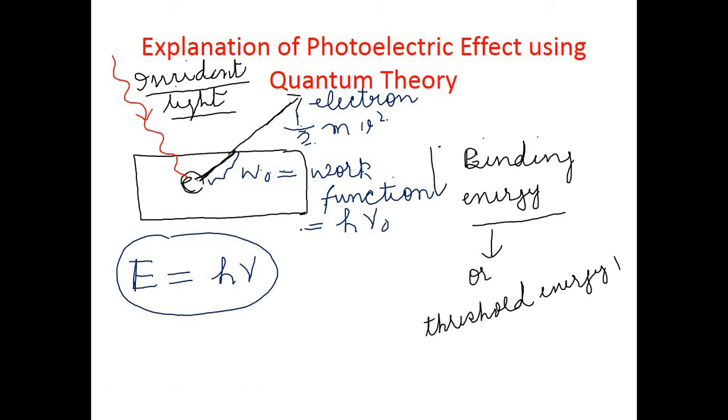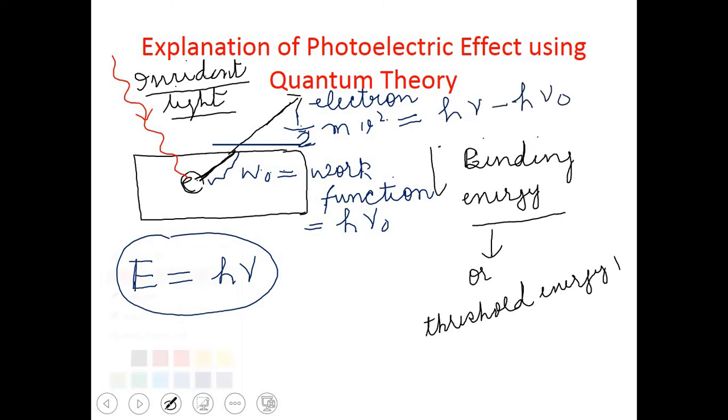Children, I'm coming back to this point. I'm writing here that this half mv square will be equal to h nu minus h nu naught. How this value comes, I'm going to derive just now. I'm writing this in a red color box so that we can come back to this point after doing the derivation.